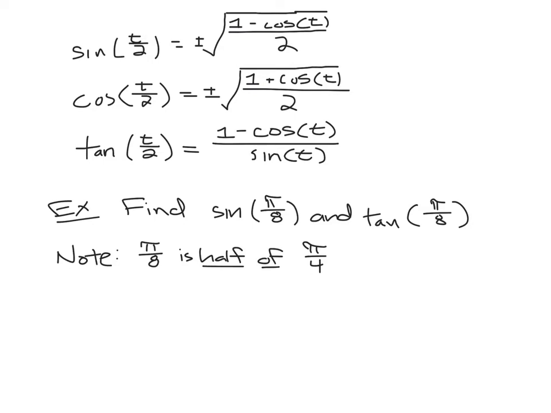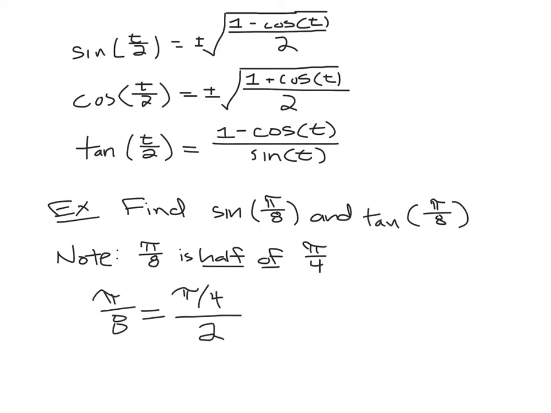So the first thing to note is that pi over 8 is half of pi over 4, right? Just look at the angle pi over 4. That's like the 45-degree angle in the first quadrant. Pi over 8 is exactly half of that. And another way to say that is just to say pi over 8 equals pi over 4 over 2, like a compound fraction like this.